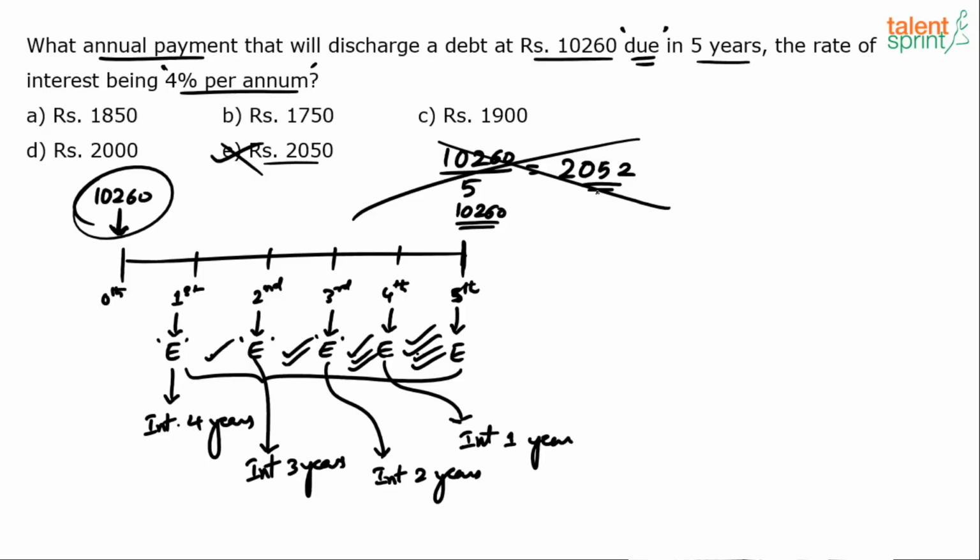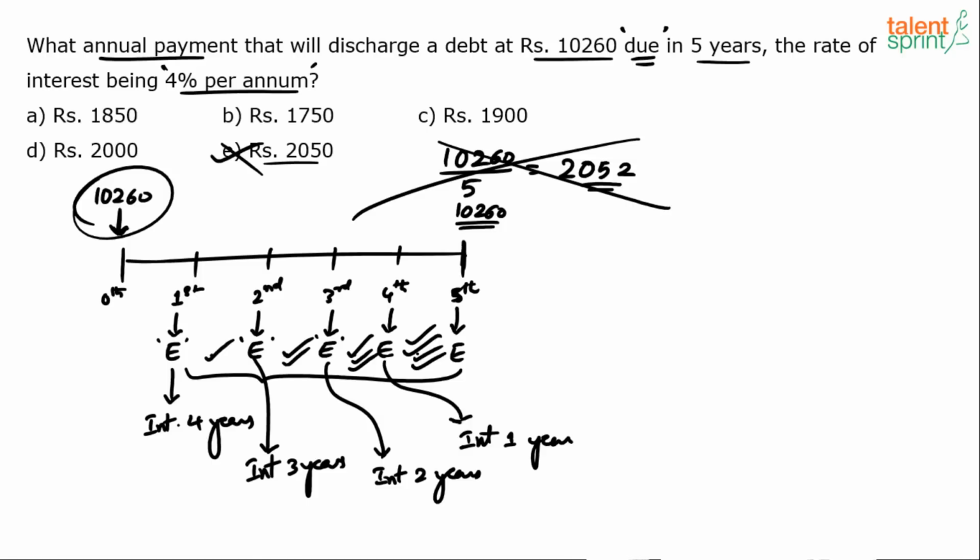What you are doing in this case is dividing 10,260 by 5, which gives 2050. But this is foolishness. Because this 2050, if I give it in the first year, will get me interest for 4 years, and that interest you have forgotten. Similarly, the same 2050 in the second year will get 3 years of interest, which you have forgotten. So I will not consider this as the value. I will pay less. So what is that actual amount is the question here.